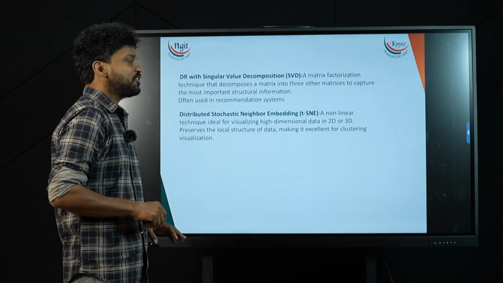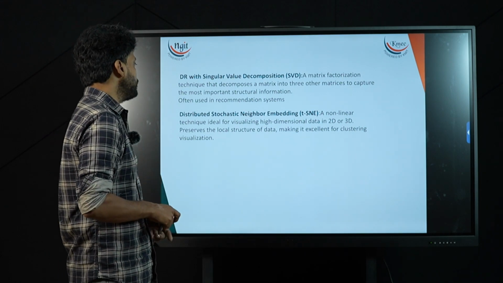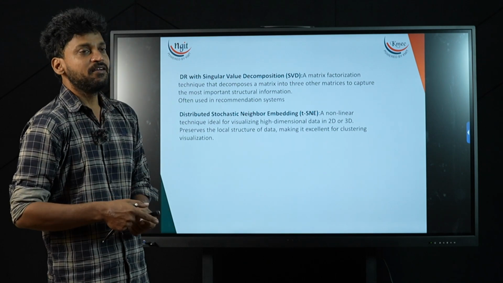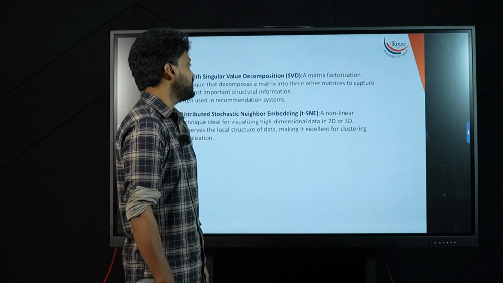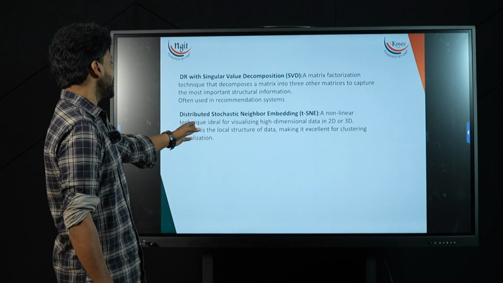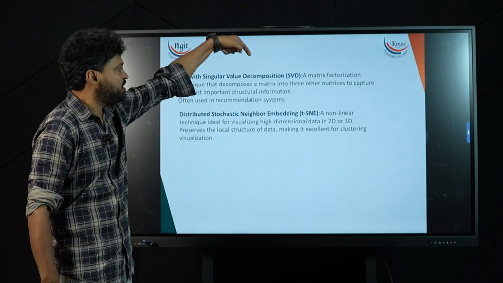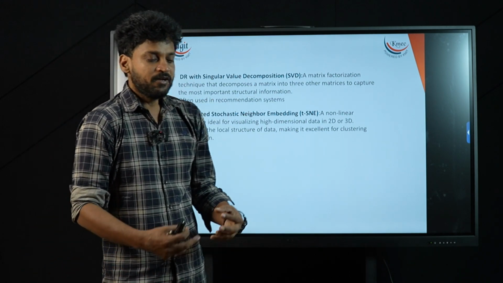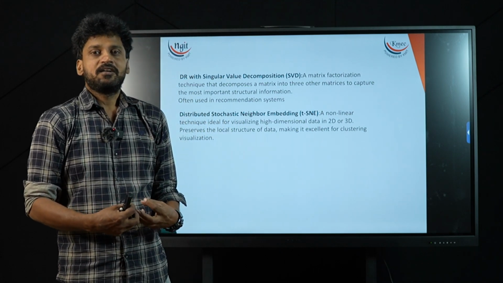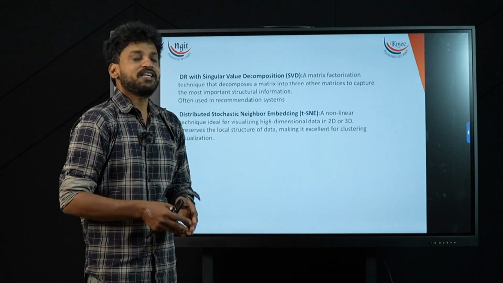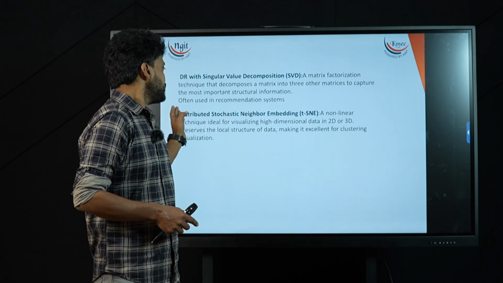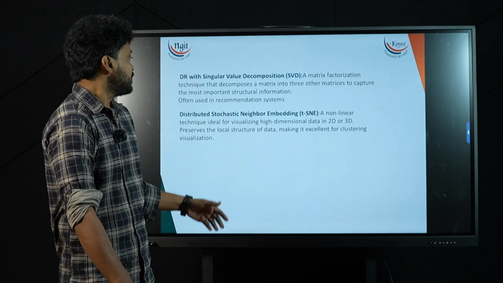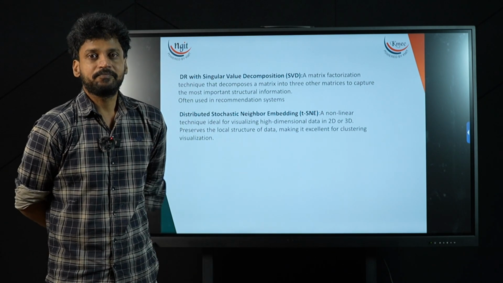So for the visualization, there is one technique which is called t-distributed stochastic neighbor embedding, which can also be called t-SNE. A non-linear technique ideal for visualizing high dimension data in 2D and 3D. By using 2D and 3D methods, we'll be able to visualize the data with t-distributed stochastic neighbor embedding, t-SNE. Okay.